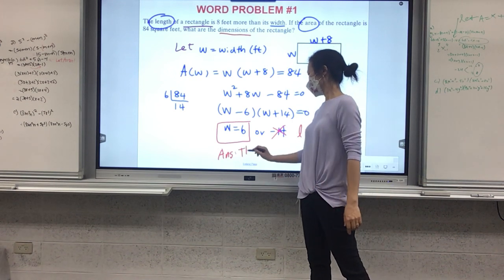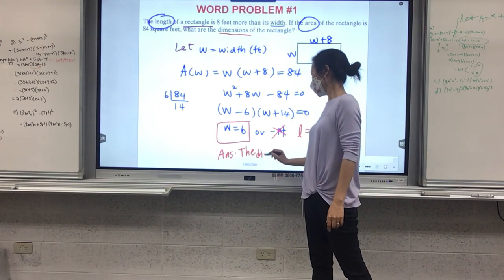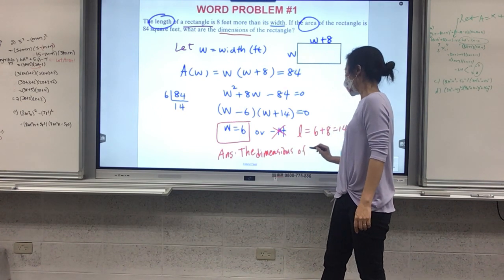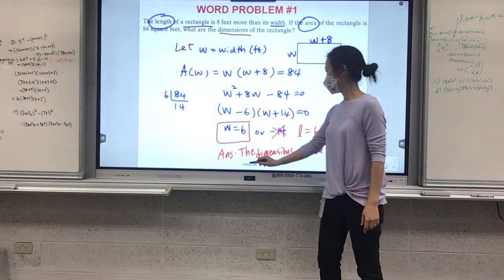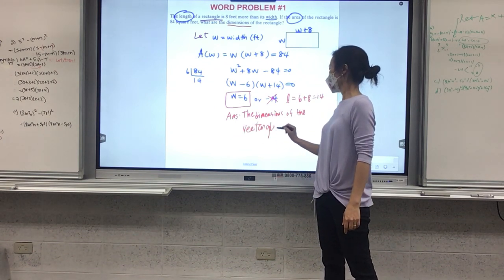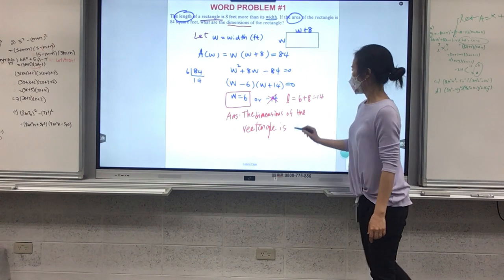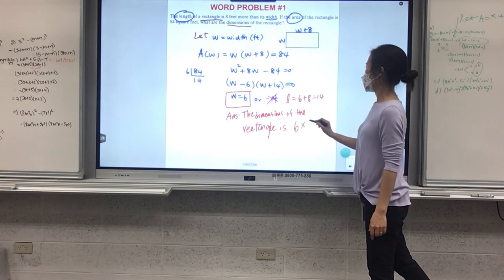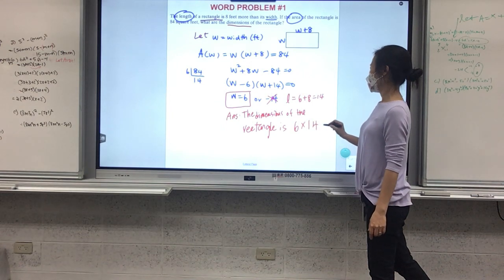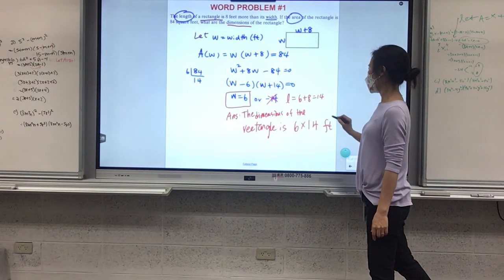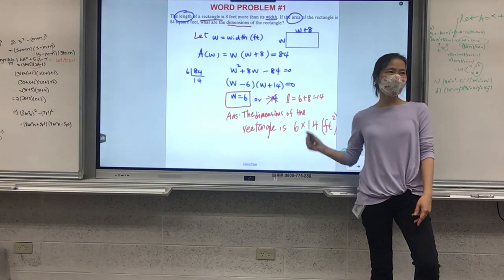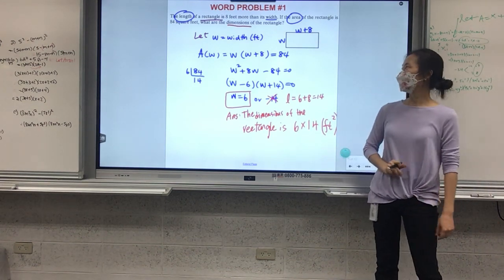The answer should be in a complete sentence. The dimensions of this rectangle are 6 feet by 14 feet. Make sure you have the unit, otherwise it's incomplete.